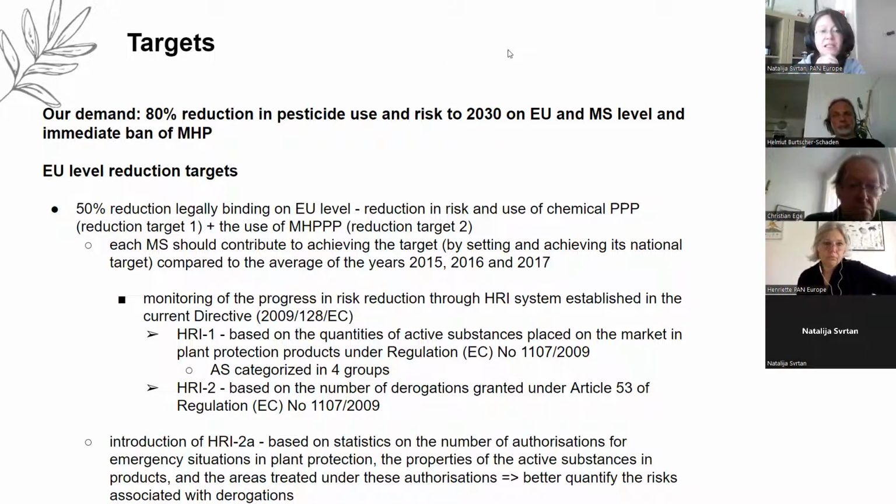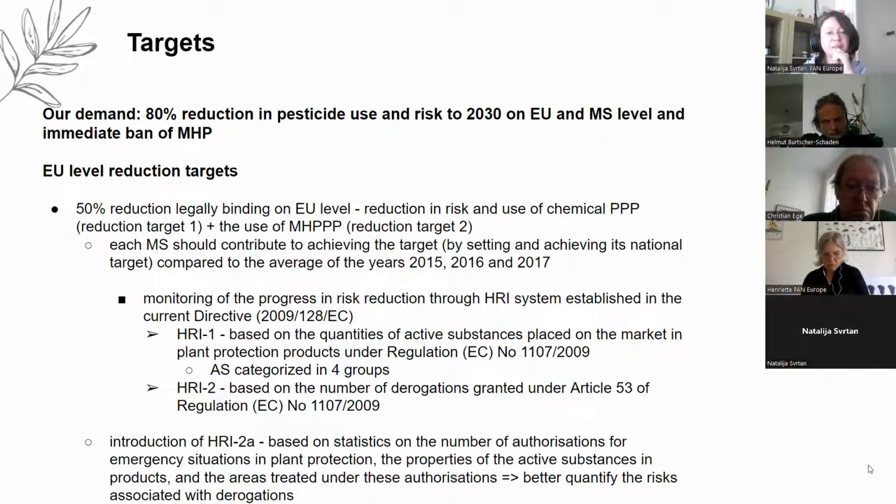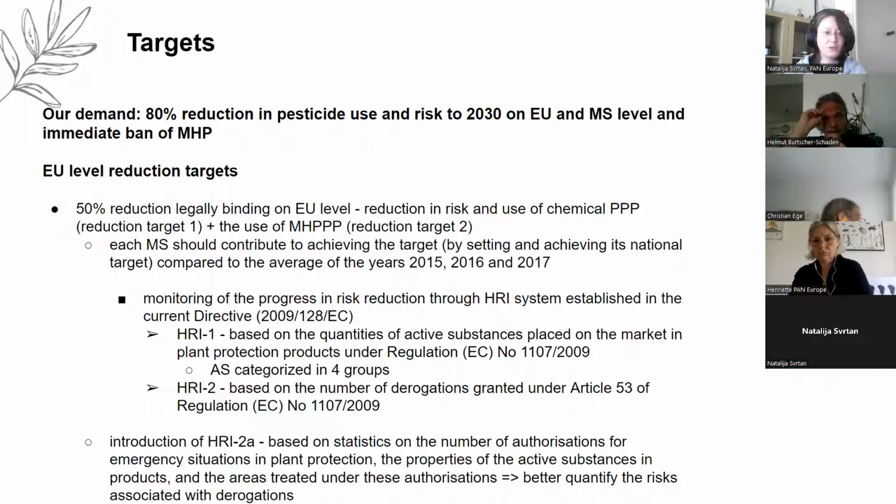So regarding the targets, the regulation states that a 50% binding target is obligatory at EU level. But member states are allowed to adjust their national targets according to their progress. Let me just state that this reduction in risk and in use of chemical plant protection products is reduction target 1, and the use of the most hazardous plant protection products is reduction target 2. These are all called EU targets for 2030. Each member state should contribute to achieving the target by setting and achieving their national targets. And this target should be compared to the average of the years 2015 to 2017.